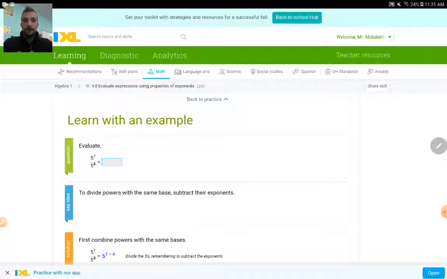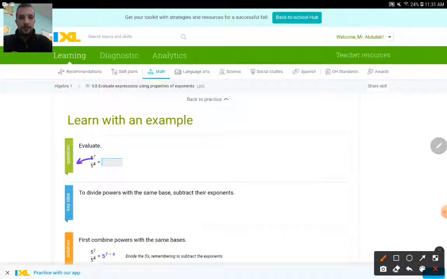They're dividing 5 to the 7th by 5 to the 4th. Since we are dividing, the base is the same. 5 is the base, 7 is the exponent in here. Let me just show you the meaning of these terms. 5 is the base, and 7 is the power or exponent. Same thing applies to this 5, which is the base, and then 4 is the power or exponent in the denominator.